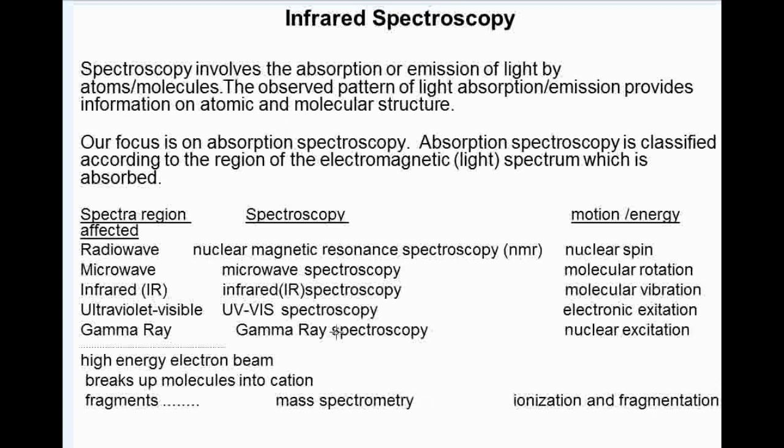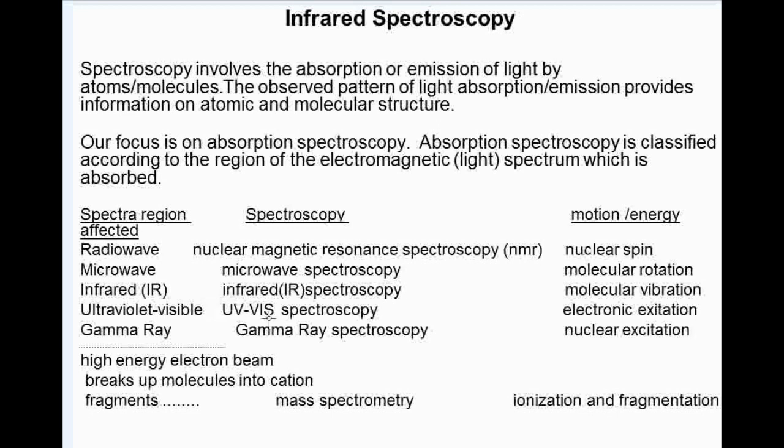We actually show here a number of different types of spectroscopy that see practice in the chemistry laboratory. We have, for example, radio wave spectroscopy. That kind of spectroscopy involves absorption of light in the radio wave region. There is a microwave spectroscopy, which correspondingly involves absorption of light in the microwave region. Infrared spectroscopy, of course, which is going to be our focus today.